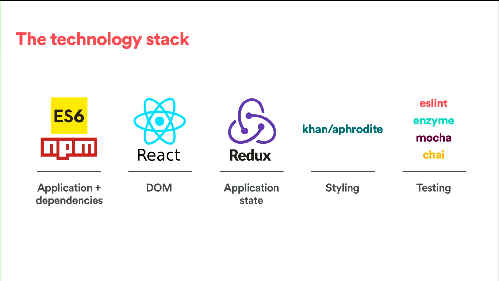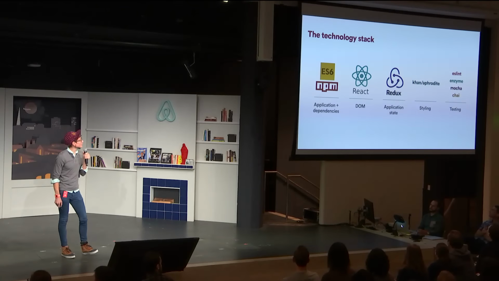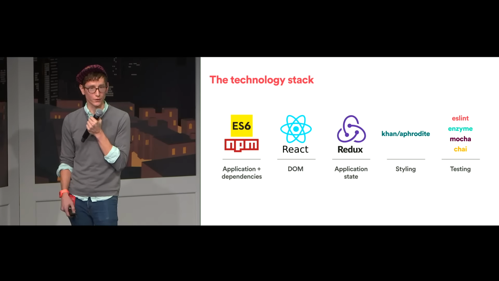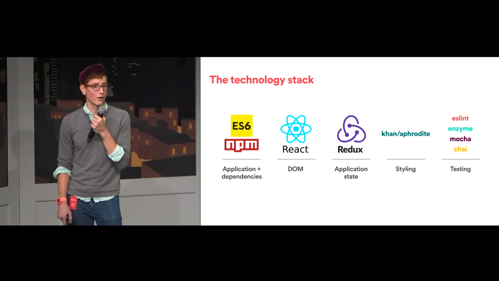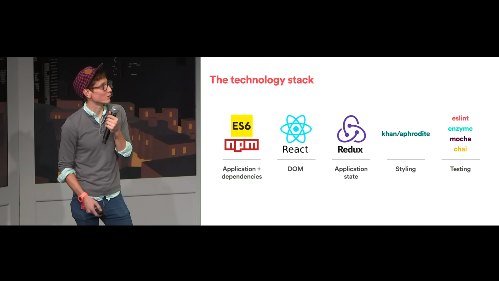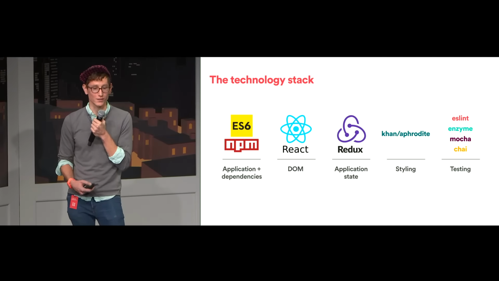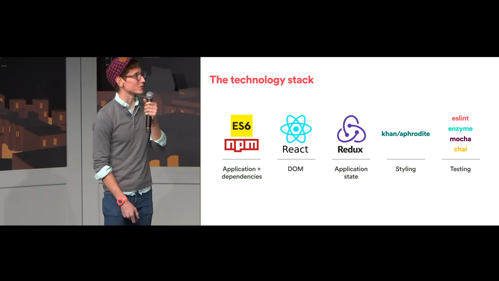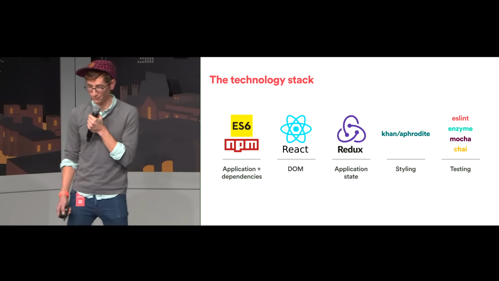And since this is a tech talk, I wanted to give a brief overview of the front-end tech stack that we're using here. Essentially, we have a single-page web app to help things feel fast. It talks to a Python Flask API, as John said. And then we're using ES6 and NPM for the application and dependencies. We use React for generating the DOM, Redux for the application state. We use a really cool library from Khan Academy called Aphrodite for styling. Because writing HTML and JavaScript is not enough, you can actually now write CSS in JavaScript, which is great. And then for testing, we use a pretty standard stack of ESLint, Mocha, Chai, Enzyme.